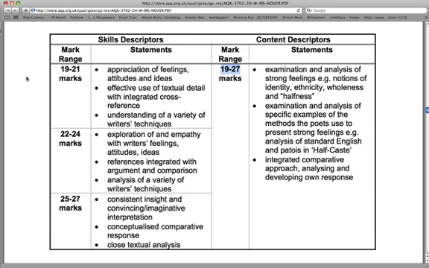Now, if you've noticed any of the other poem analysis videos, I've actually gone through them all with a certain format called SMILE: structure, meaning, image, language, and effect. And the reason I highlight those things is because that's all of the areas that you need to mention to get the highest grades. So consistent insight and convincing and imaginative interpretation.